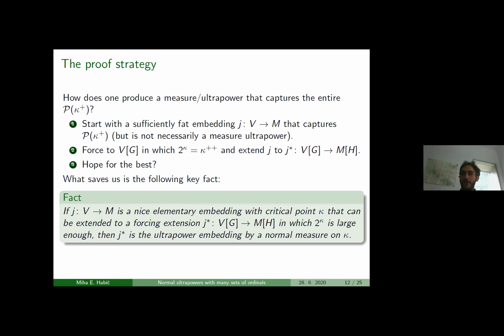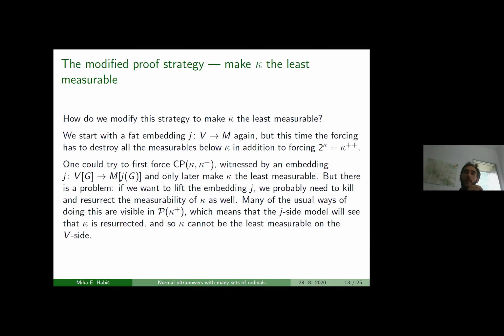But maybe it's good enough for now to just say, look, if I can have this fact work for me, then the strategy I outlined above should just work. If I start with a sufficiently fat, nice embedding J, and then force to make GCH fail, then this lift J star is just going to turn out to be a normal ultrapower at kappa. And so it should just witness the capturing property in the extension. So this is the strategy that I'm going to try to build on. This is the strategy that Cummings used to produce a model of CP kappa kappa plus. Now we want to take this strategy, and we have an additional goal. We also want to make kappa be the least measurable, so we need to build that into our argument somehow.